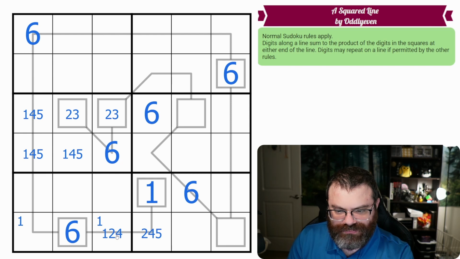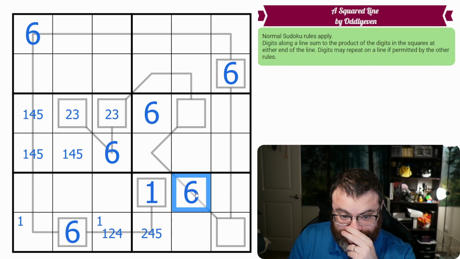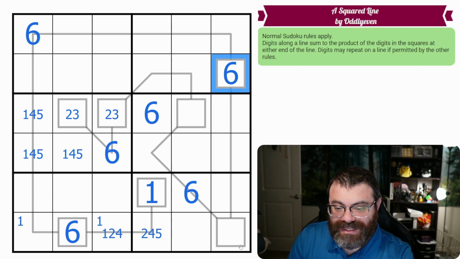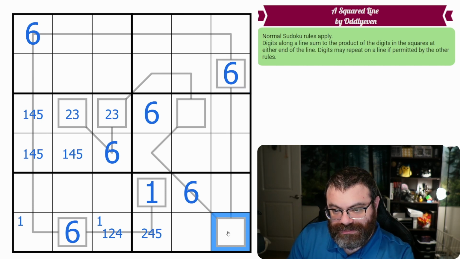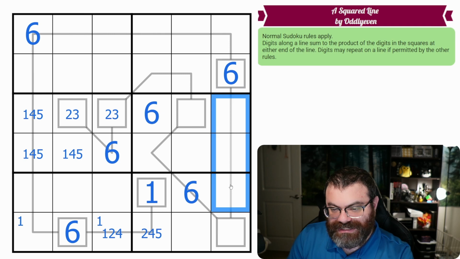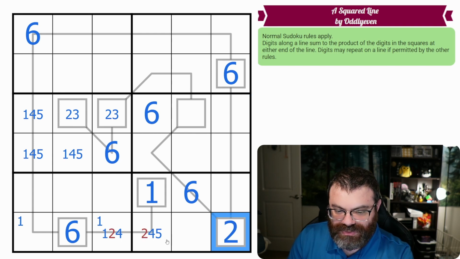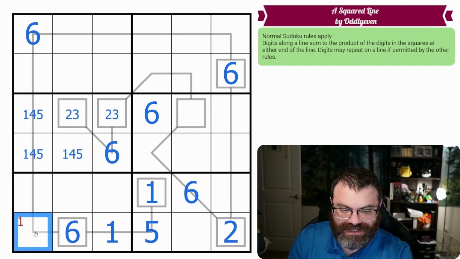Let's see. There's a 6 on this sum. There's a 6 in this product. Okay, so, and this can't be a 1. Let's see, if it was a 3, these would have to add to 18. 18 is too big for 3 cells. We saw that 4, 5, 6 was 15. That's the max. So this has to be a 2, which does mean that this is 1 and 5.